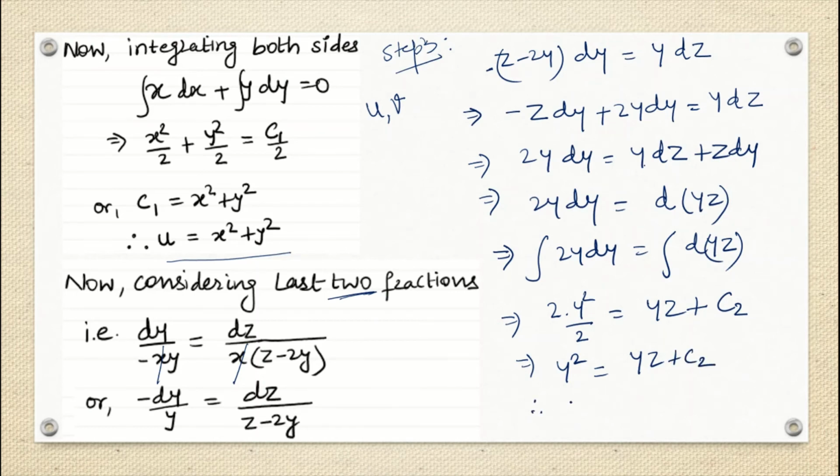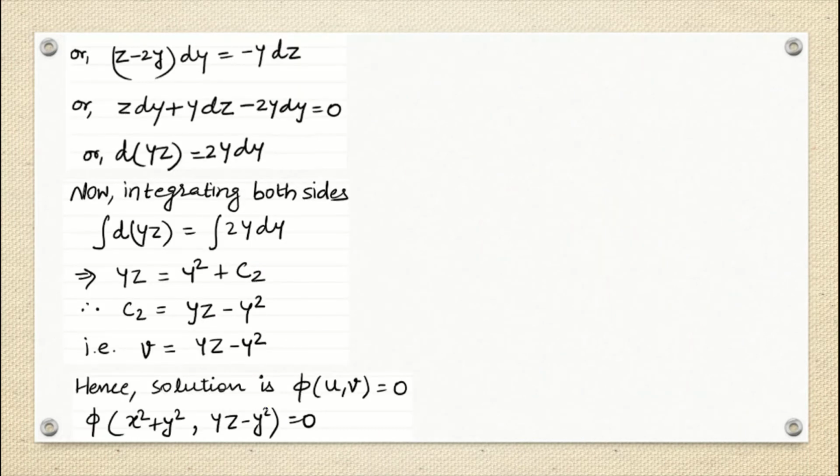That means my c2 is y square minus yz, or I can say that c2 is the arbitrary constant which I am replacing with my v. So this is v. V is the solution of my Lagrange's partial differential equation. So v I got is nothing but y square minus yz. Okay, so finally the solution we have got here. Fine, this is your u and this is your v. And u, v are actually your c1 and c2.